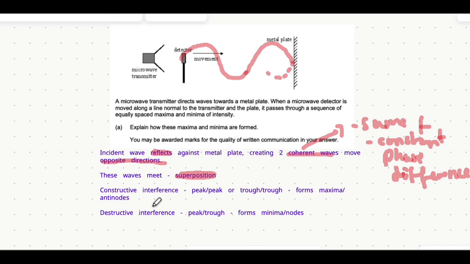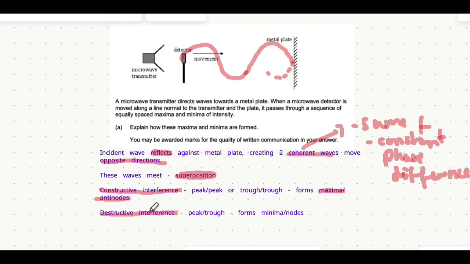And there's two types of superposition. There's constructive interference or destructive interference. Constructive interference is when the peak of one wave meets the peak of the other wave, so the peak of the incident wave meets the peak of the reflected wave, and that's where they amplify each other, and it forms maxima, otherwise known as antinodes. And we can relate it to whatever context. For example, if you're looking at a loudspeaker, that's where the loudspeaker would be the loudest. It's where the peak of the incident wave meets the peak of the reflected wave and they amplify each other.